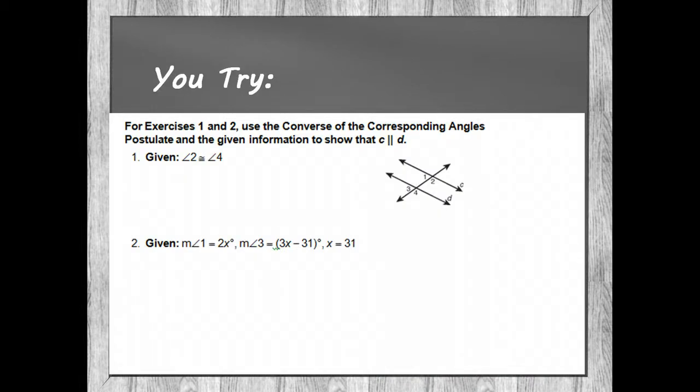Now you try. Pause the recording and try these two problems.